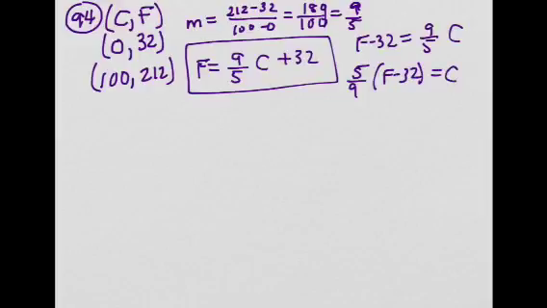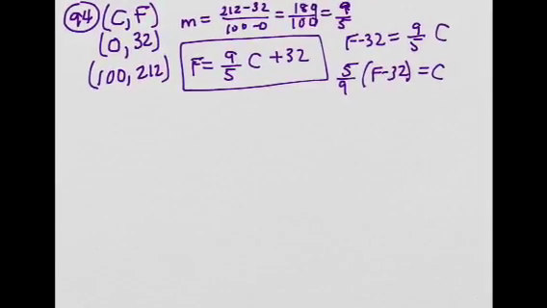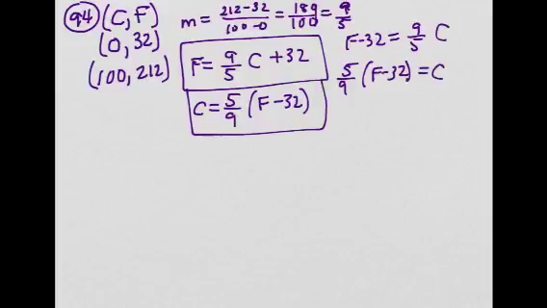So just to clean it up a little bit on this side, I'm going to write it out. Oh, oops. Why is it shrinking on me? So C equals 5 over 9 times the quantity of F minus 32. So here's the other way around. C in terms of F. Celsius in terms of Fahrenheit.